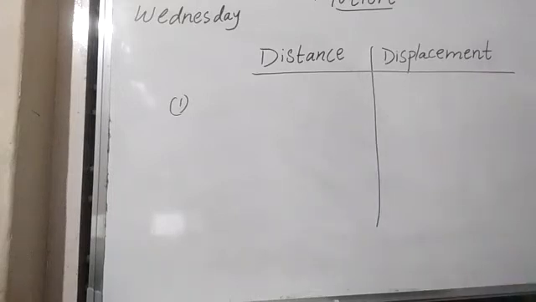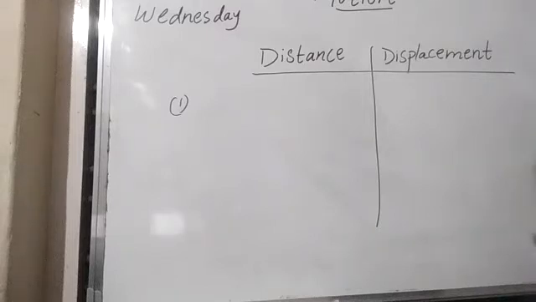Distance traveled, as I told you, is the total length of the path covered by a moving object. The total length of the path covered by an object is called distance, isn't it? And displacement is the shortest distance traveled, right? Some more differences we have to discuss now.